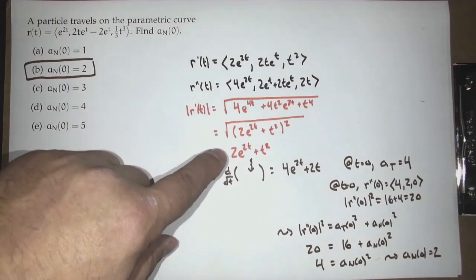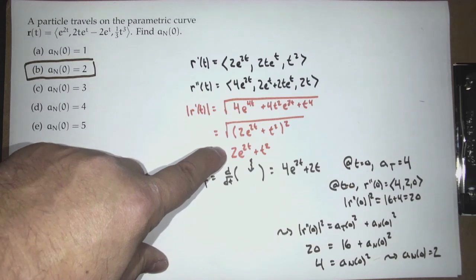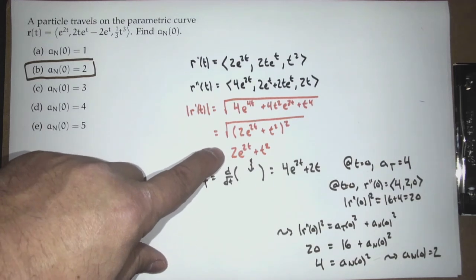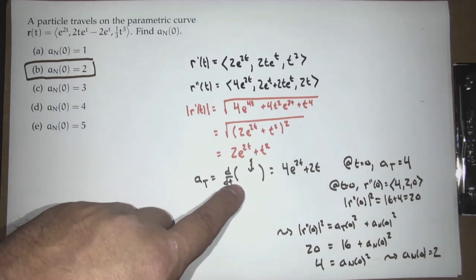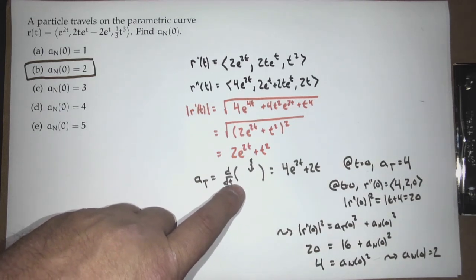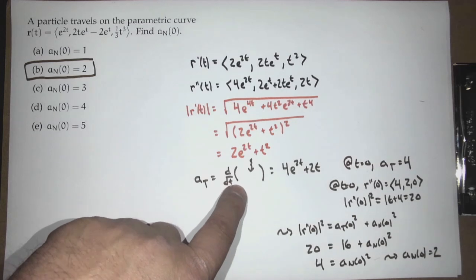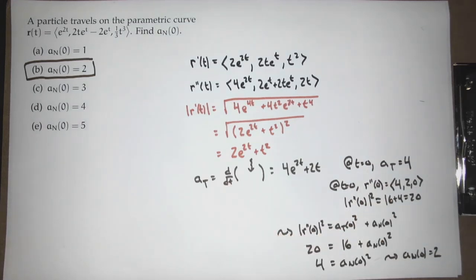Why did I not evaluate here? Because what was my next thing after I had this? I took the derivative, and the derivative of a number is 0. So I had to wait until after I was done with derivatives until I did the evaluation. But once I was past the derivative stage, at this point I can just plug in 0 to everything.